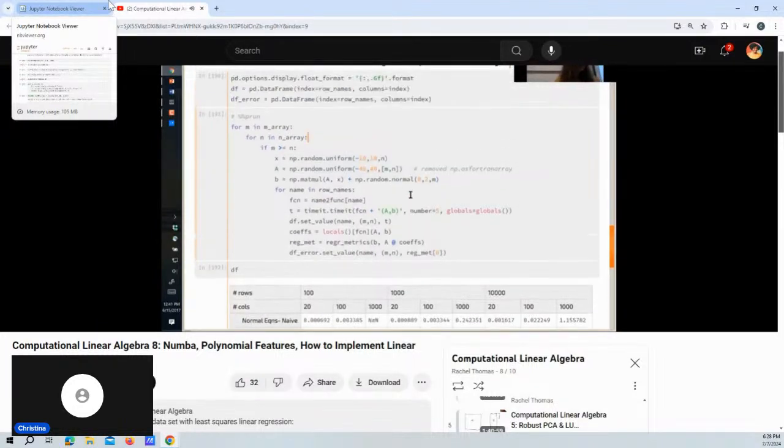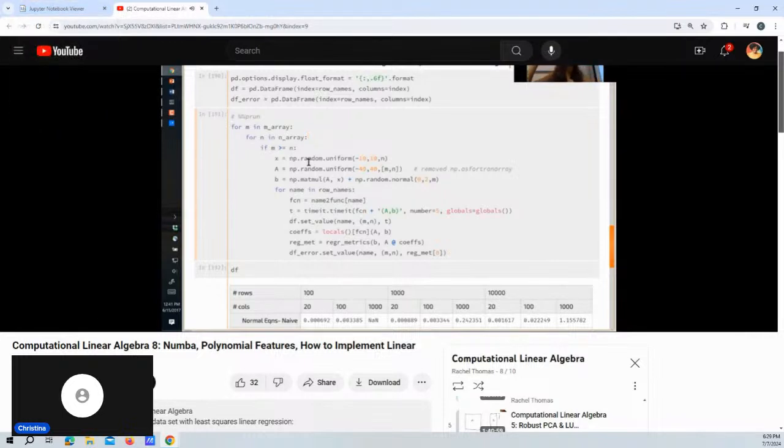So now I just have a nested for loop. And formally for the linear least squares problem, you want M greater than or equal to N, like you typically have more data points than you have features. So I'm just looking at those cases. What I'm going to do is loop through them, randomly generate data of that size, so with M rows and N columns. And then for each method, I am going to get the function.